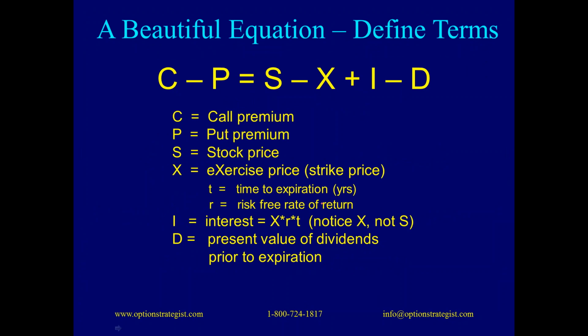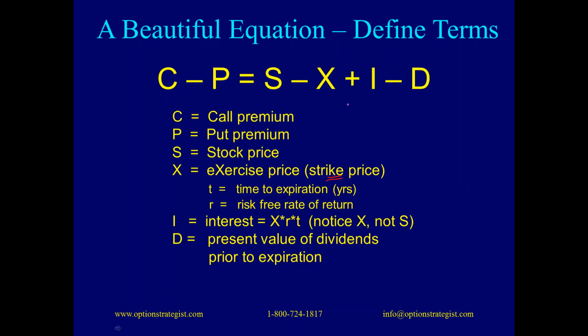Here are the terms for the beautiful equation. C is equal to the call premium, P the put premium. That's pretty obvious. S is the stock price. X is the exercise price or the strike price. I think I already mentioned that some people use K instead.